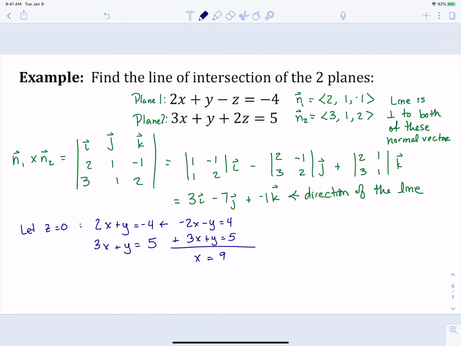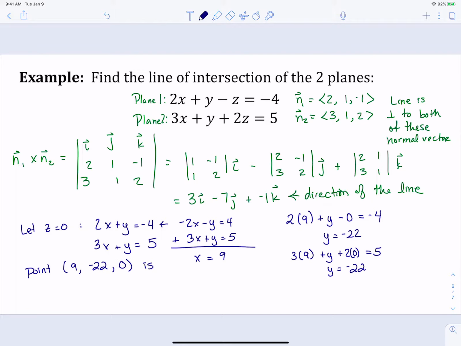Then we can plug this back into either one of our planes. It really doesn't matter. And figure out what y is going to be. And in this case, we get y is equal to negative 22. This is exactly what we get if we plug it into the other plane, which is the whole point. It doesn't matter. It's sometimes nice to plug it into both to make sure, oh yeah, we do get negative 22 again. So what we found is that the point 9, negative 22, 0 is on both planes. That is a point that's on both planes.